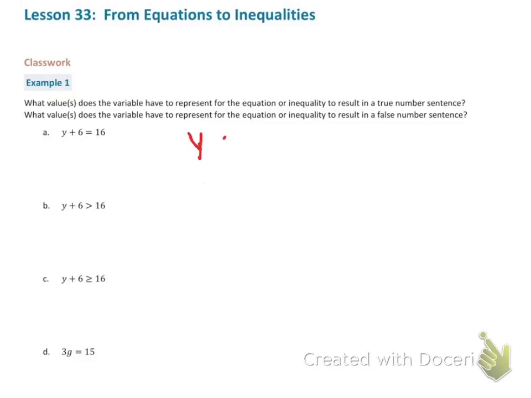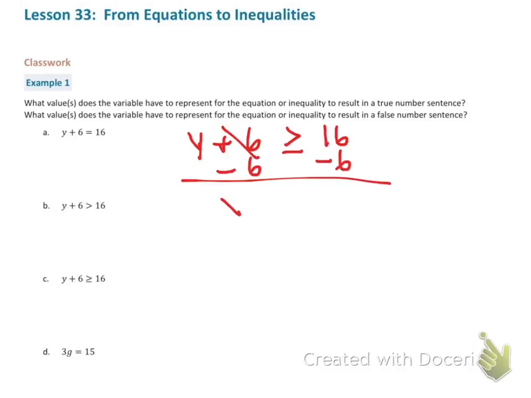Y plus 6 is greater than or equal to 16. I'm going to isolate y, so I've got to get rid of a positive 6 with a negative 6. Whatever I do to one side, I have to do to the other side. The 6's cancel. You get y is, this time, greater than or equal to 16 minus 6, which is 10. So all of the values of y that make this inequality true are 10 and greater.